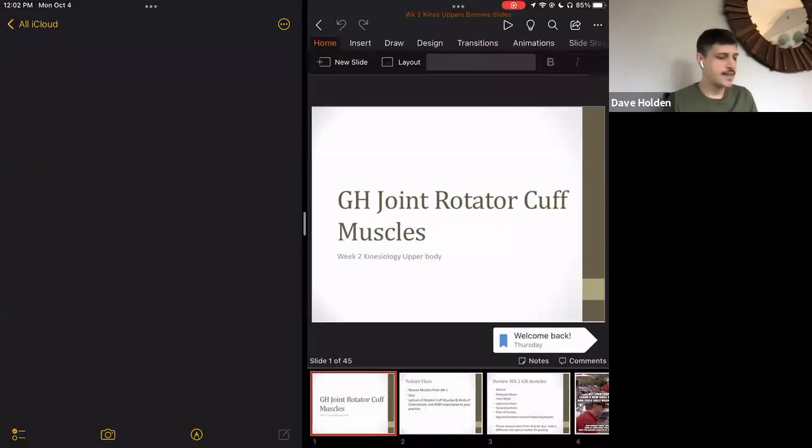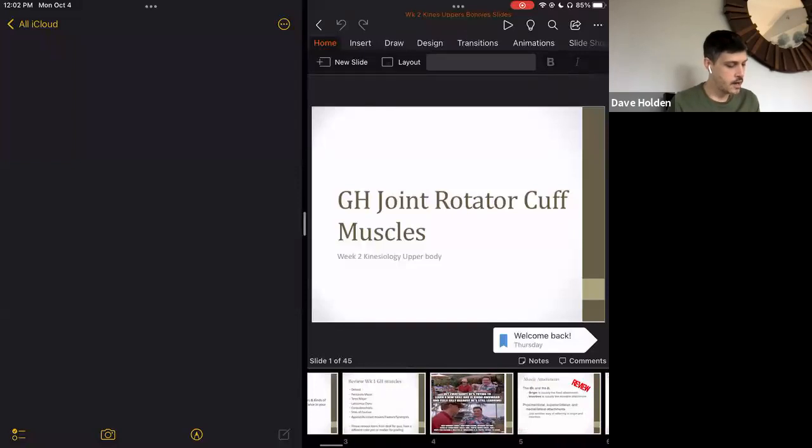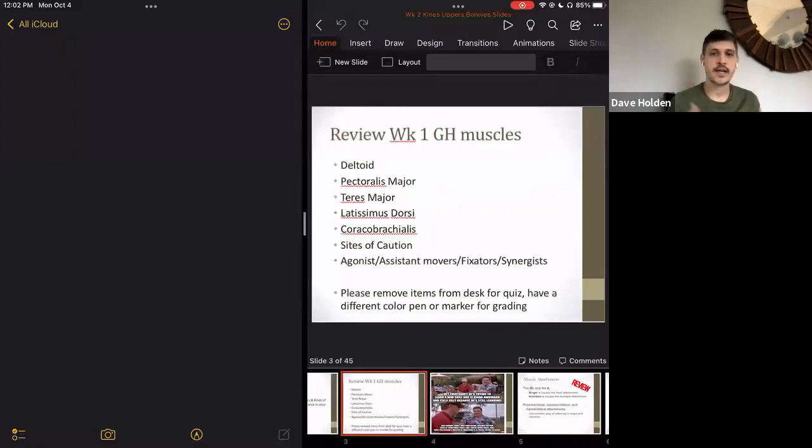All right, friends. So this week we are covering the rotator cuff muscles. You'll hear clients say it all the time, like, I tore my rotator cuff. The rotator cuff is not a structure, it is a muscle group. There are 4 muscles in this group that we're going to be covering today. First things first, though, I do want to recap quickly the muscles that we covered last week.